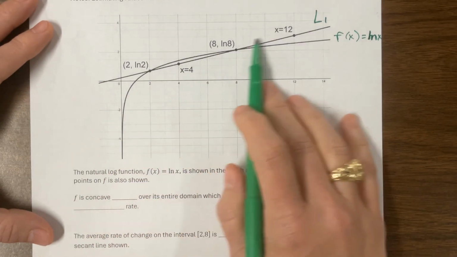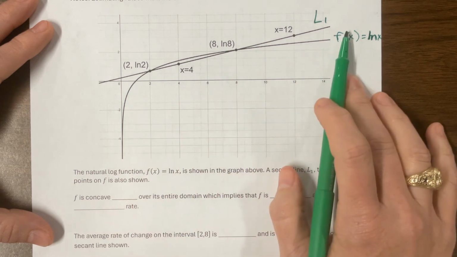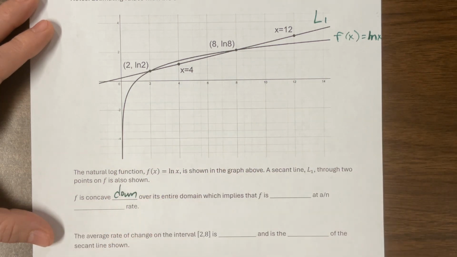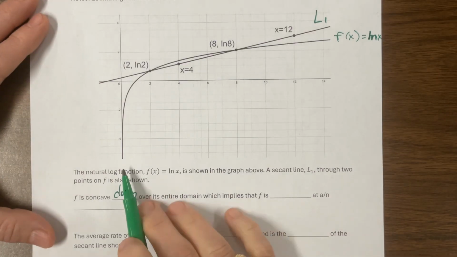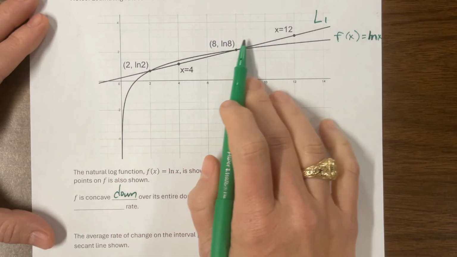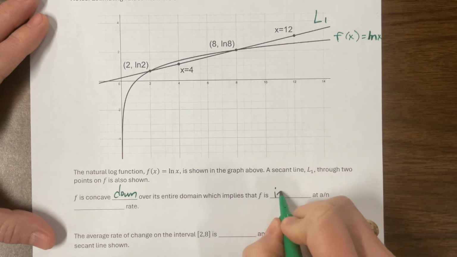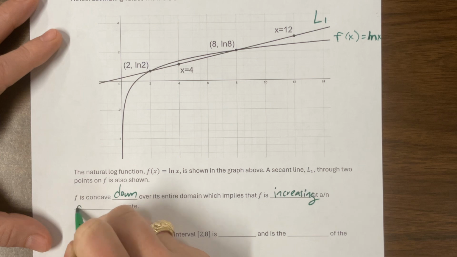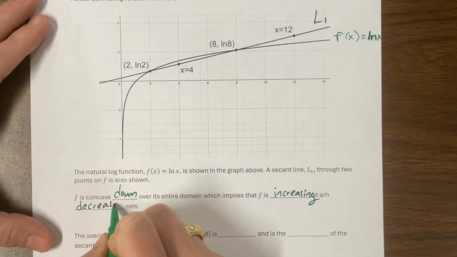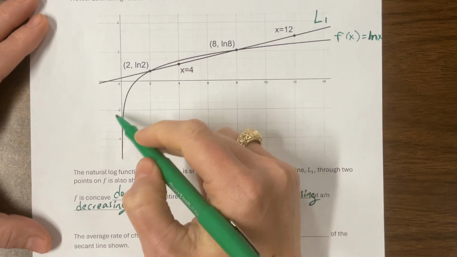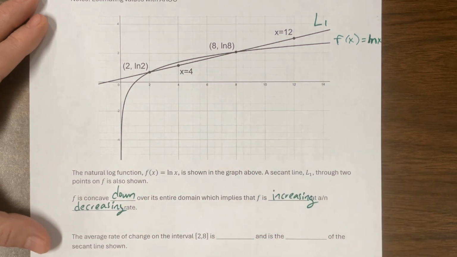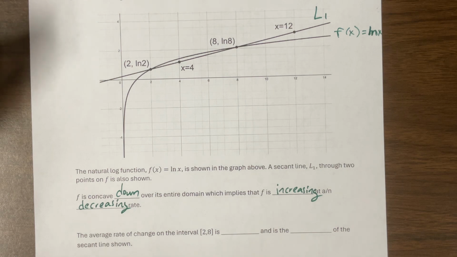My function f, my logarithmic function here, is concave down on its entire domain, which implies that, as I'm moving this way, my y values are increasing. So f is increasing at a decreasing rate. This slope is steeper than this slope, which is steeper than that, and those average rates of change are decreasing as I go over that interval.